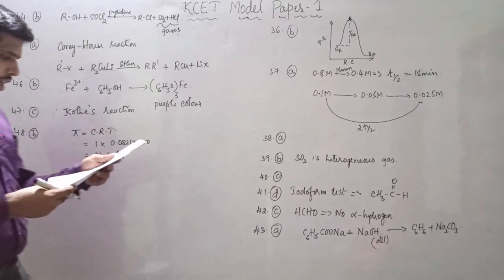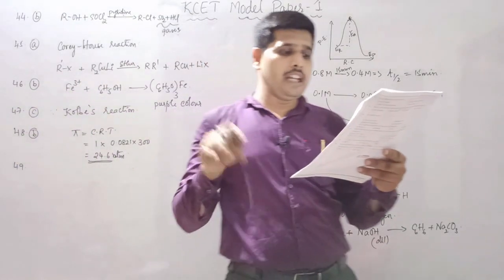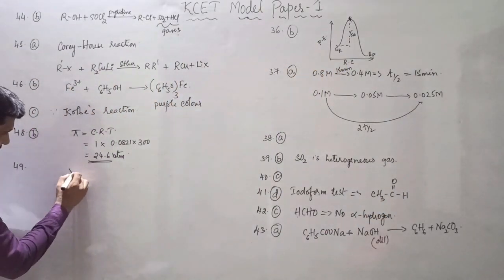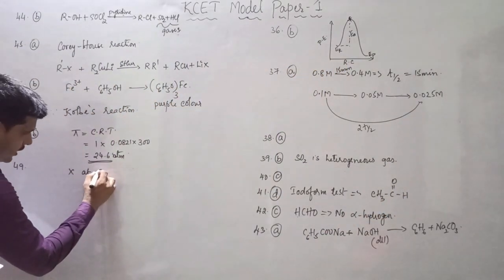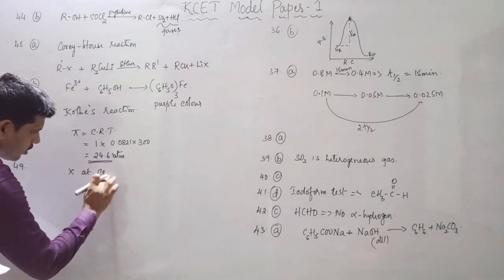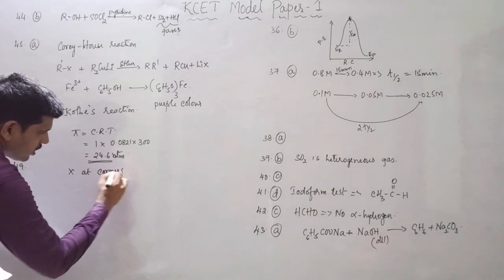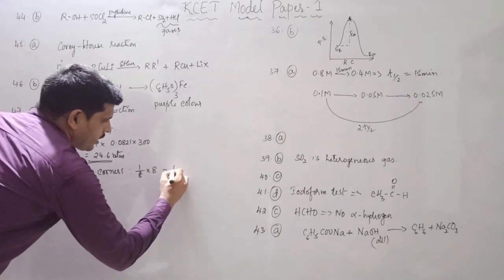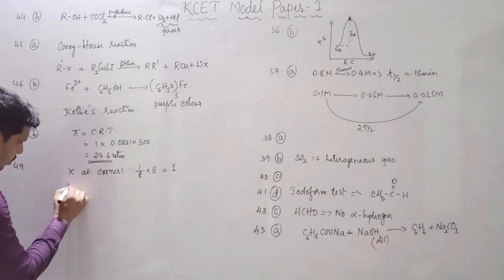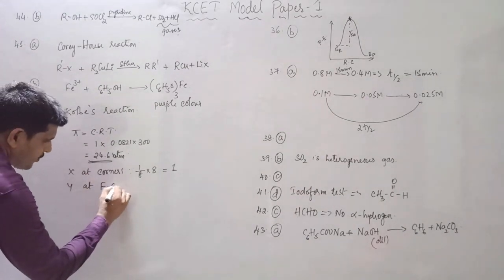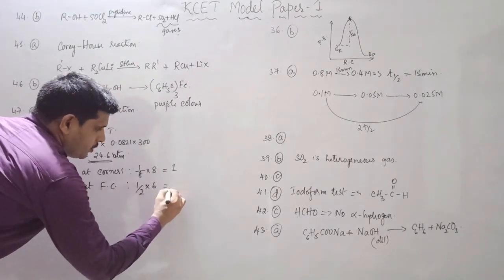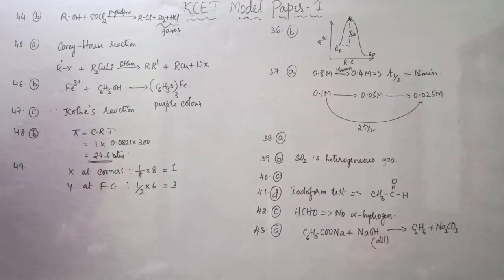49th one. A compound formed by elements X and Y crystallizes in a cubic structure. From solid state, X atoms are present at the corners. You know the corner contribution. How much is it? 1 by 8. There are 8 corners in a cube, so X atoms are 1. Next, Y at face center, FC. Face center contribution is 1 by 2, and there are 6 faces in a cube, so 3. So XY3 is the formula, option B.